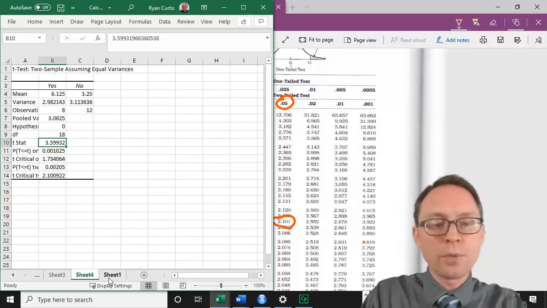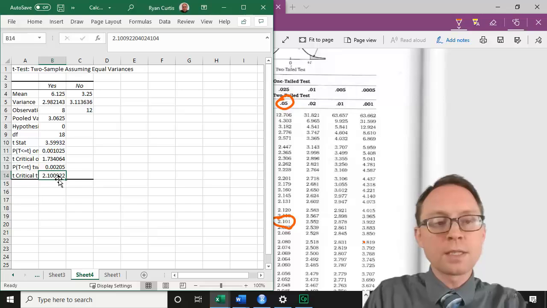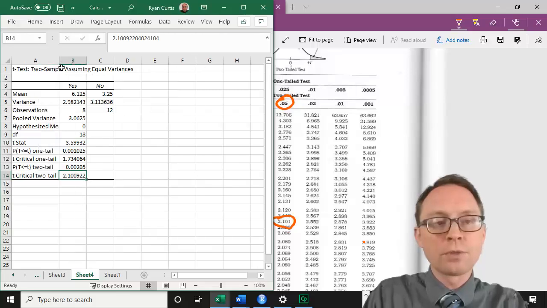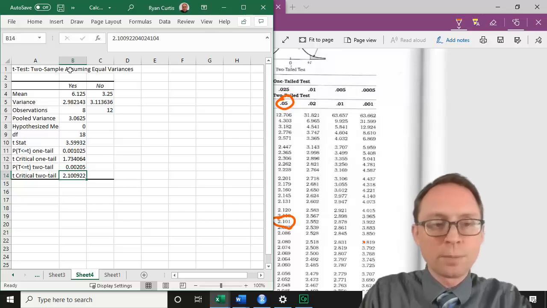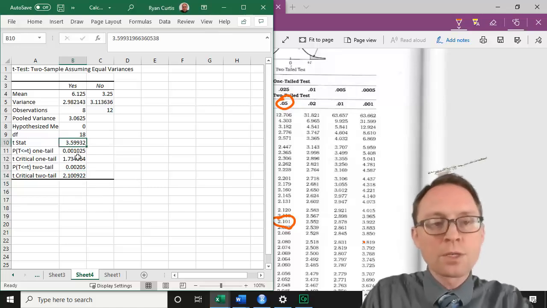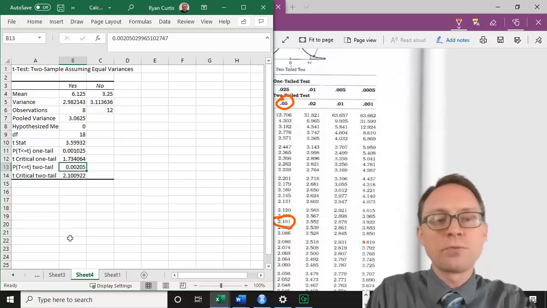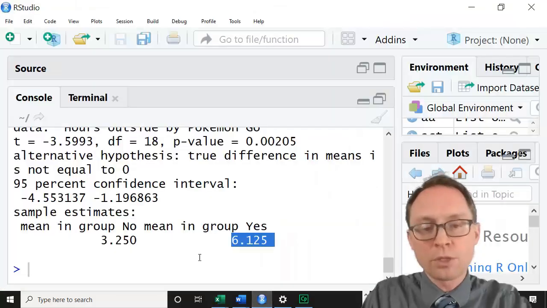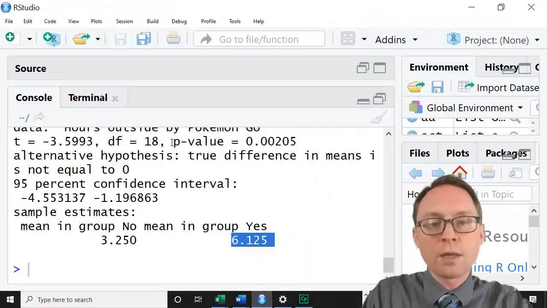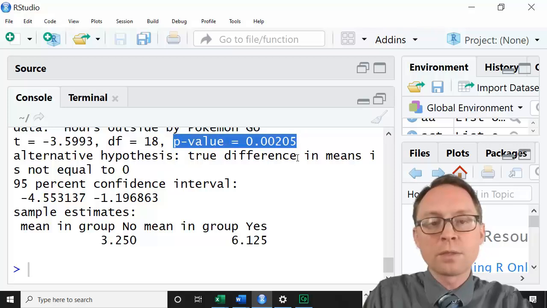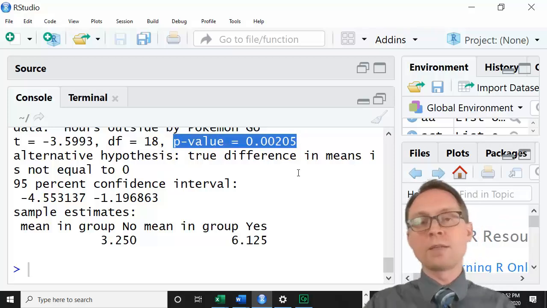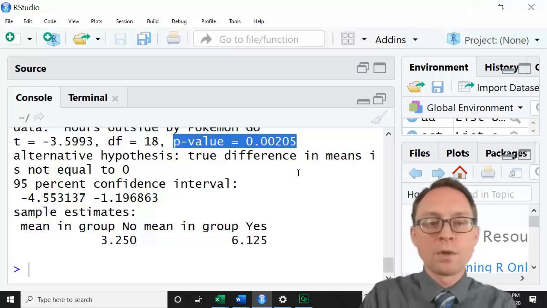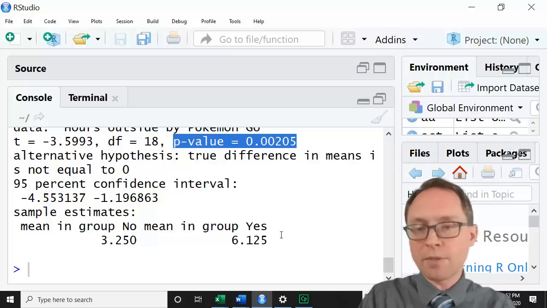Here's the other way we know. We look at this, and it says, hey, there was our p-critical for a two-tailed test, 2.100, it rounds up to 2.101. Here's our t, that's more extreme. The p-value of the t statistic is 0.0025. That's less than 0.05. So we reject the null. In RStudio, it is right here. The p-value is 0.00205. That is less than 0.05. We reject the null hypothesis.